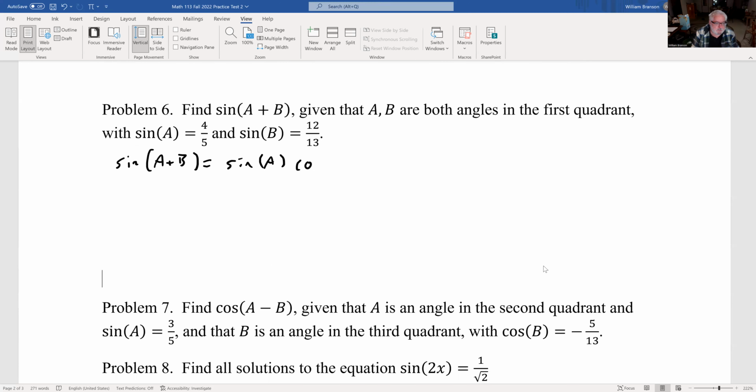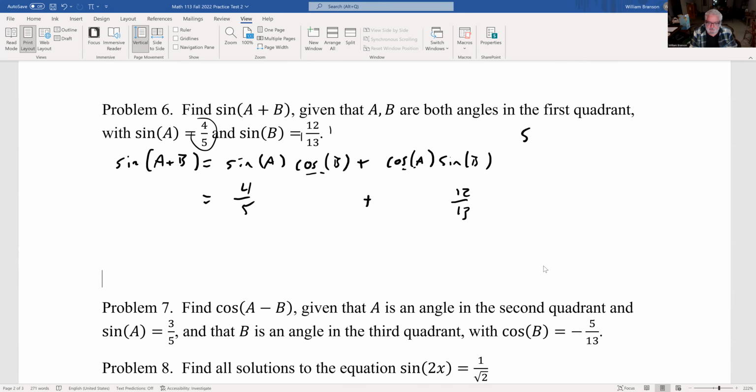Now, I have no idea what the angles are. I mean, you could find out what they are if you wanted, but we don't need that to answer this question. Sine A, cosine B, cosine A, sine B. Now, we know what this is. It's 4/5. And we know what sine B is. That's 12 over 13. What I don't know is what's cosine B and what's cosine A. But I can find them.